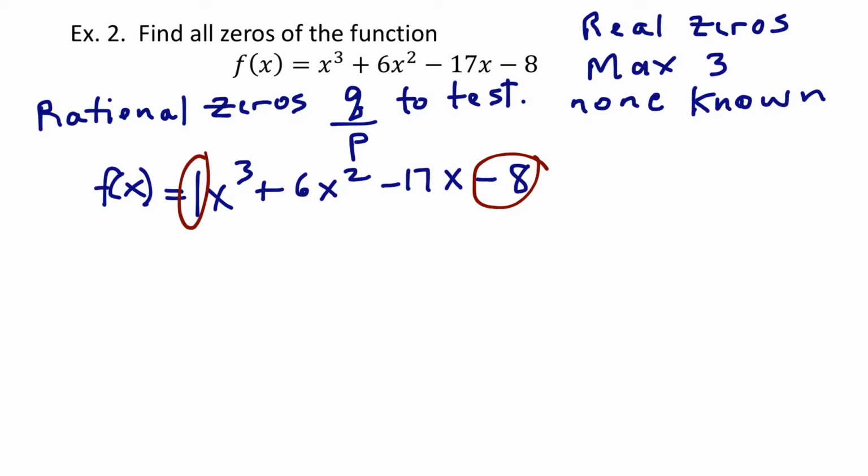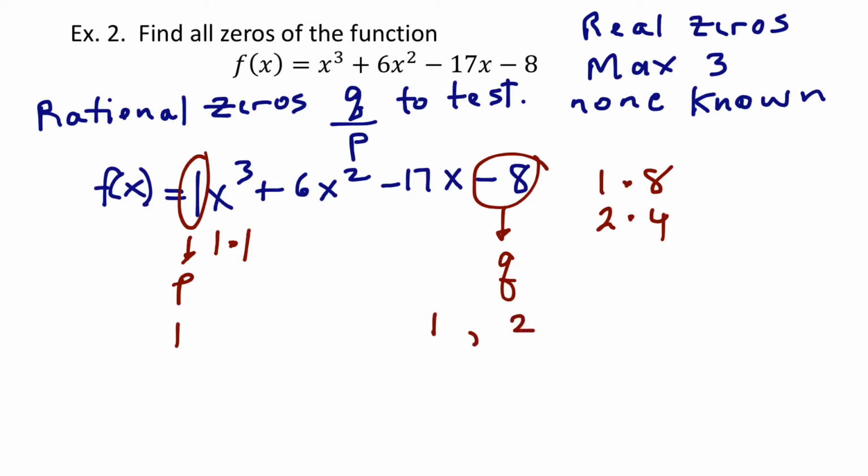Okay, so this is the p end of the equation, or of the function, and this is the q end of the equation, or the function. All right, so we look at the factors of this 1 here. There's only one factor of 1, so I have one factor. For 8, I'm not looking at the signs, I've got 1 times 8, and 2 times 4. So I'm going to list those 4 factors of 8: 1, 2, 4, and 8.